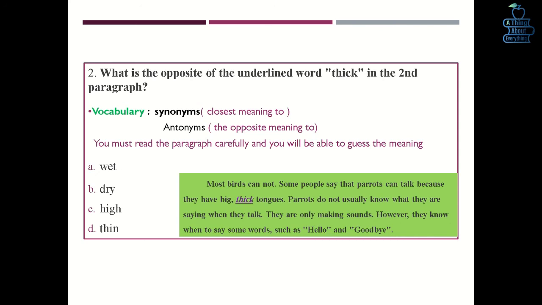So if you have read here, because they have big thick tongues, some people say that parrots can talk because they have big thick tongues. So big thick means the same idea or the same meaning maybe. So you can understand that the opposite of big is the correct answer. So here we have wet, dry, high, and thin. I think thin is the best answer. That's it.